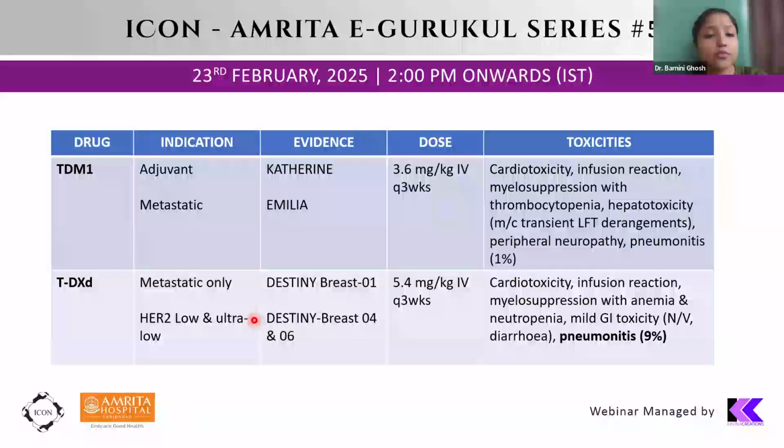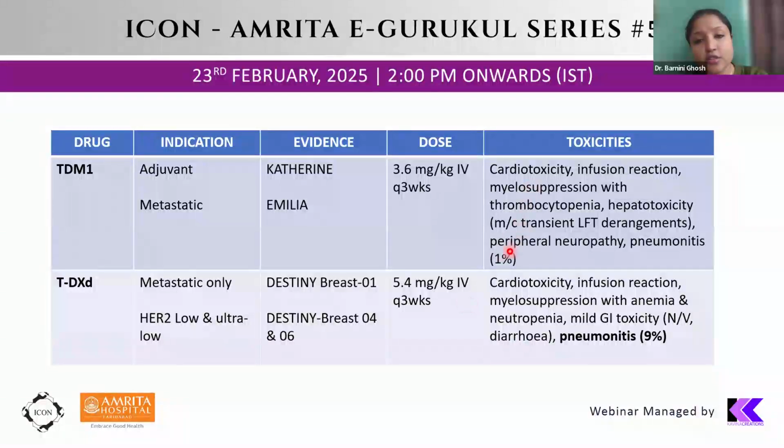What is HER2 ultra low? When there is incomplete and faint membrane staining in less than or equal to 10% of the tumor cells, then it is called HER2 ultra low. So the dose of these drugs: TDM1 is given at a dose of 3.6 mg per kg every 3 weeks, and TDXT is given at a dose of 5.4 mg per kg every 3 weeks.